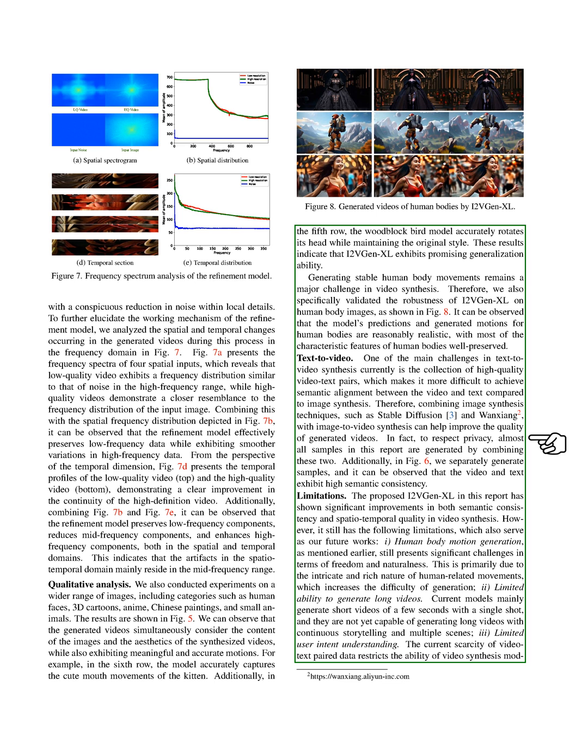One of the main challenges in text-to-video synthesis currently is the collection of high-quality video text pairs. Therefore, combining image synthesis techniques, such as stable diffusion and wanxiang, with image-to-video synthesis can help improve the quality of generated videos. Despite the significant improvements in both semantic consistency and spatio-temporal quality in video synthesis, our proposed I2VGen-XL still has some limitations. These include challenges in generating human body motion, limited ability to generate long videos, and limited user intent understanding. These limitations will serve as our future works.